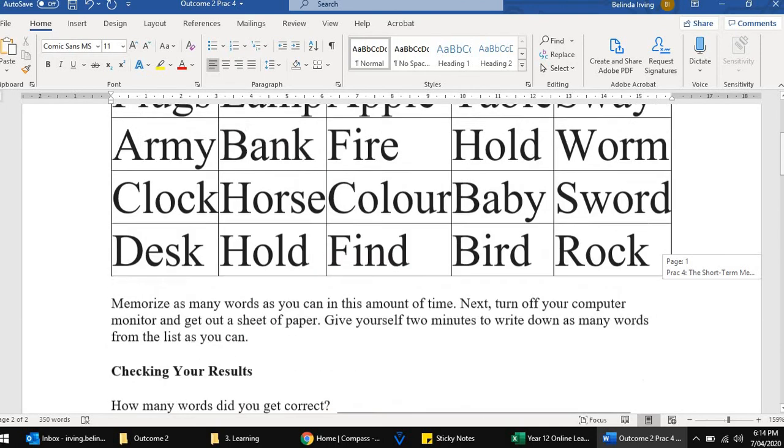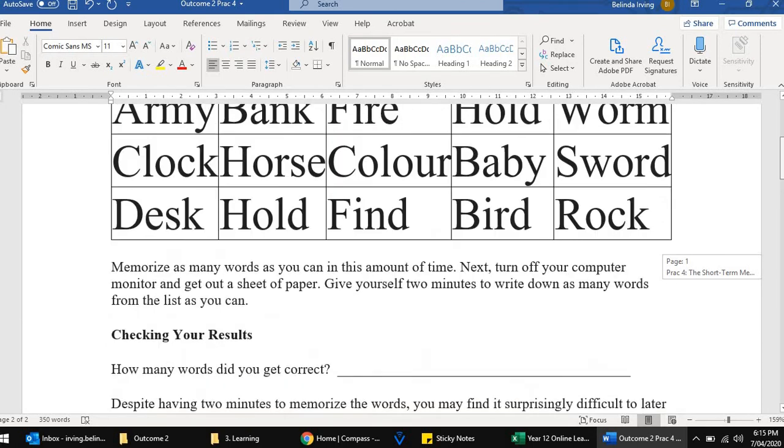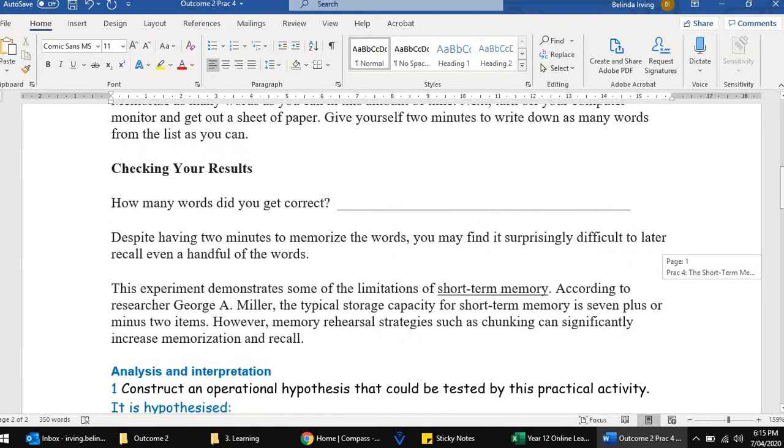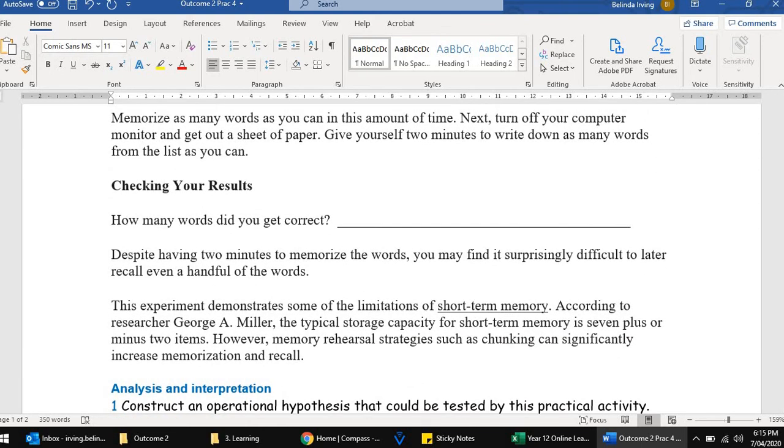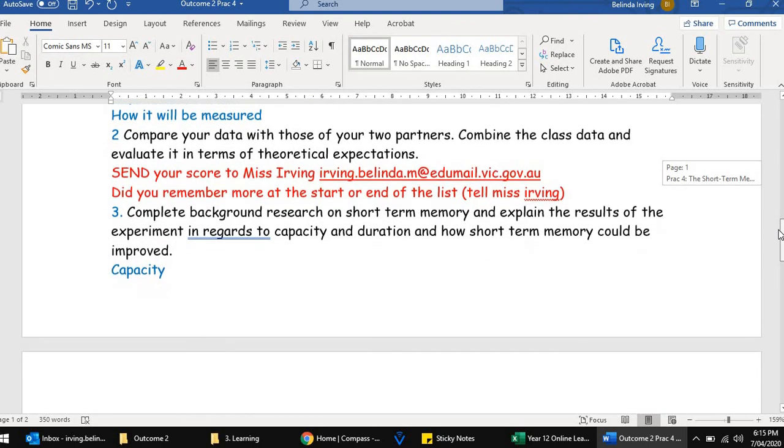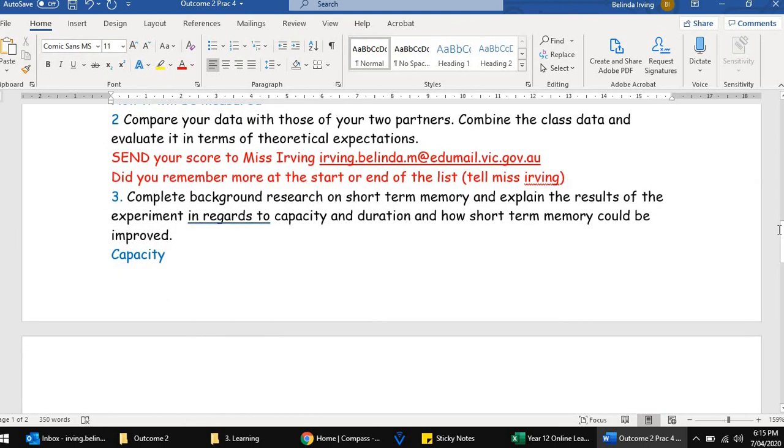Please make sure that you follow the instructions very, very carefully. 2 minutes to read those, pull down, and then write down as many as you can in 2 minutes, and then continue with the rest of the questions. Don't forget to send me the information, because I need to be able to put it across, and you can't do question 2 unless you've actually sent it to me. So please make sure that you get it done. I will actually be chasing you down if you don't. It will be an assessed piece. So please get it done. Thank you.